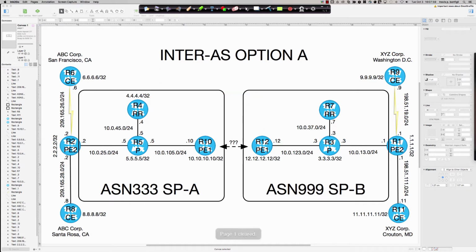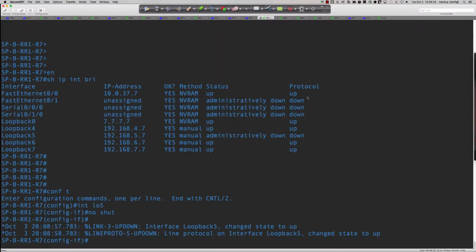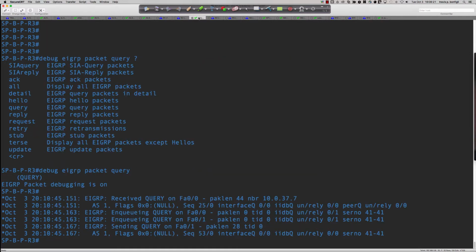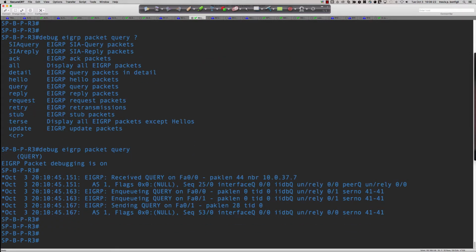So let's see what that looks like with no summarization. And remember, we're talking about the key benefit of summarization here. So we'll stick with this one. I'll say shut. So I'm going to shut down the 192.168.5.7. And we should see that router 3 and 12, and did you see that the little blue yield sign popped up? And so here we go.